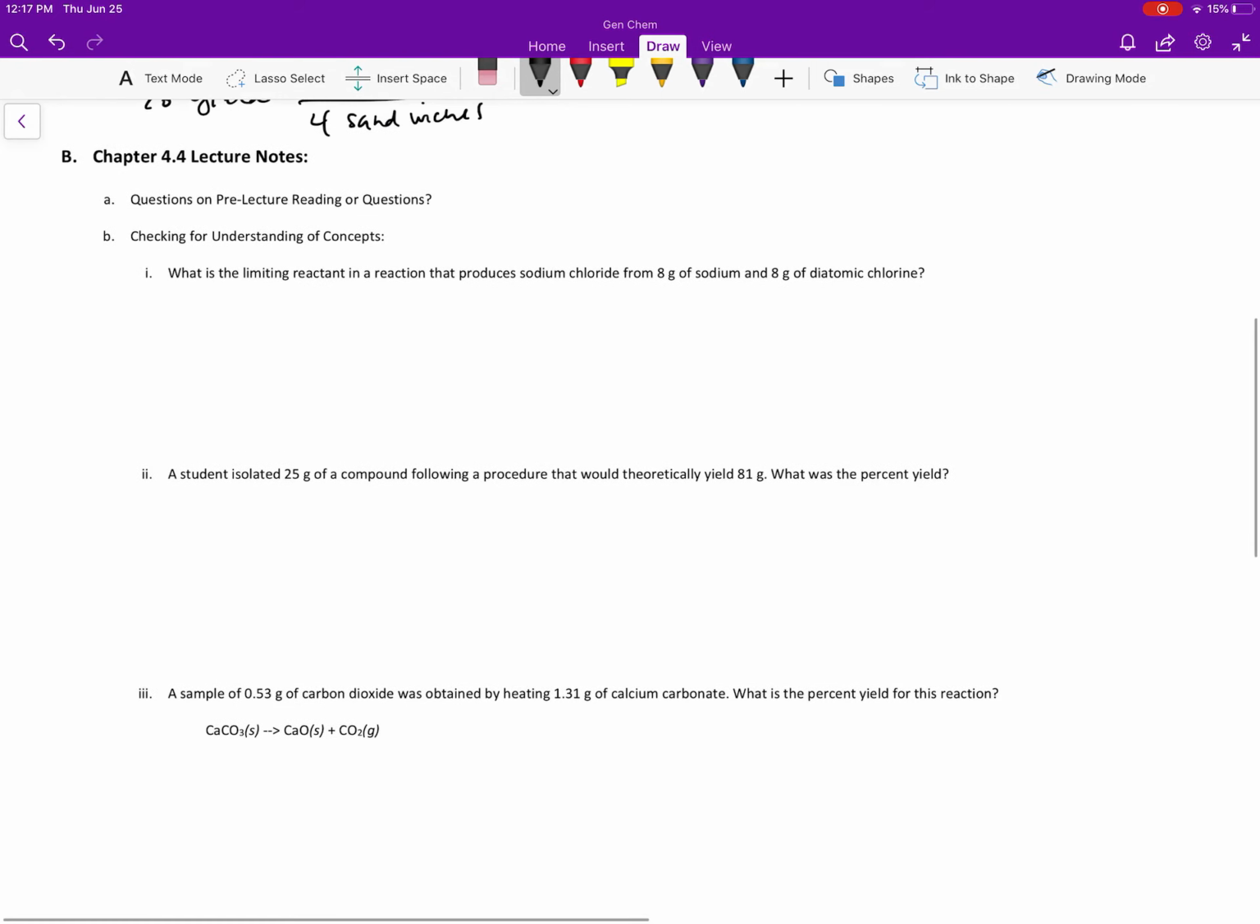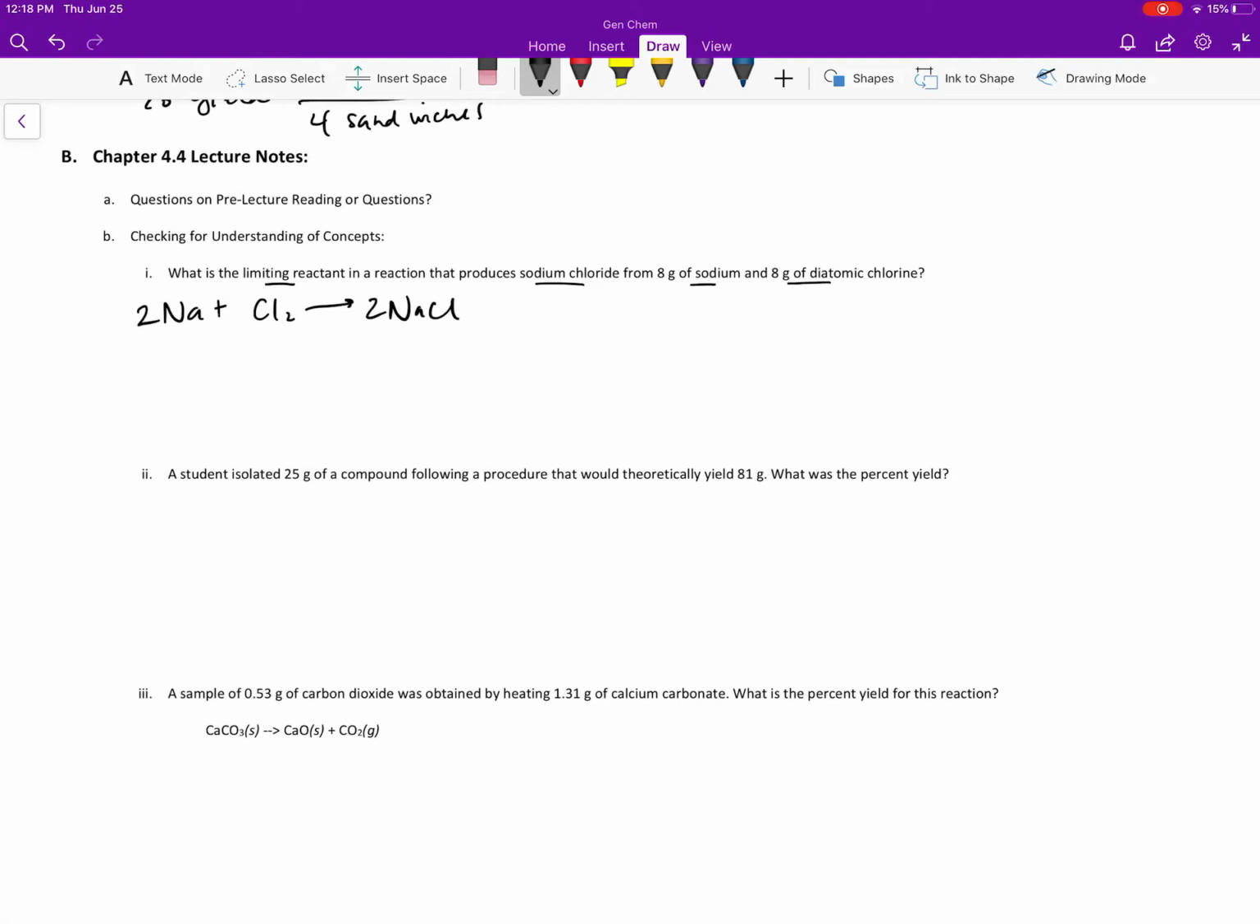So let's practice a question. This says, what is the limiting reactant in a reaction that produces sodium chloride from this many grams of sodium and this many grams of diatomic chlorine? So first we have to look at the balanced chemical equation, which is sodium and chlorine coming together to produce sodium chloride. So this is synthesis or combination.